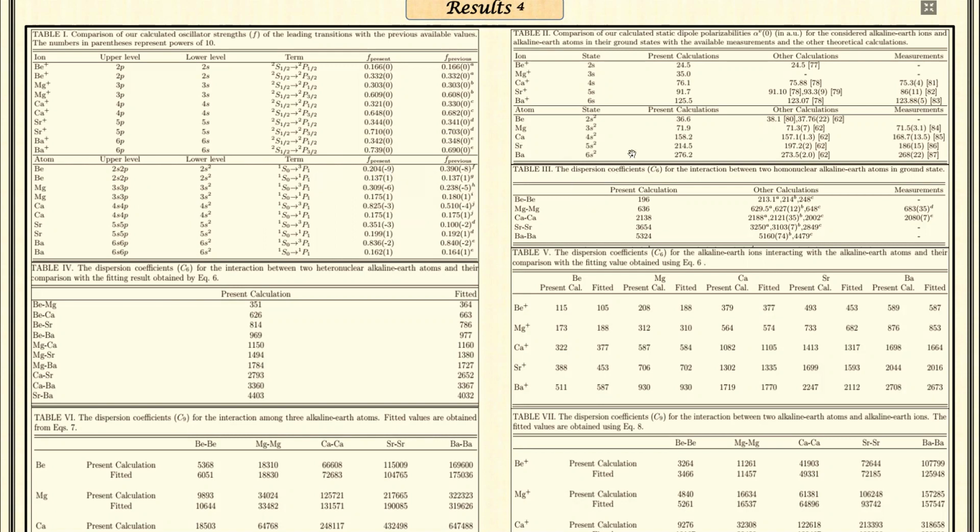In tables 2 and 3, we have shown the static dipole polarizability and C6 dispersion coefficient for two homonuclear alkaline earth atoms in their ground state and compared with the previously available results. Both tables show good agreement between the results.